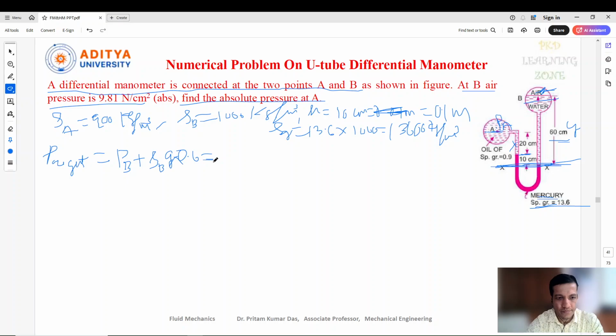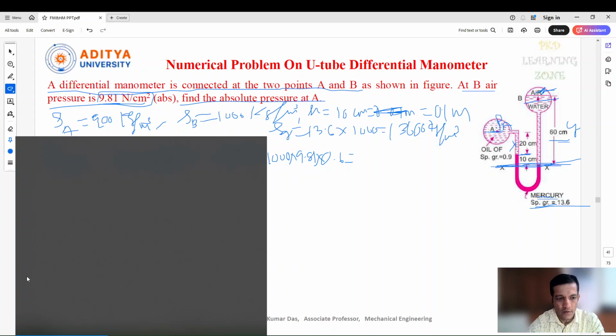So if you write this value, how much will be there? PB equal to 9.81 Newton per centimeter square. If you convert into meter square, we multiply by 10 to the power 4, so you can write 98,100, plus rho B. Rho B, how much? Density 1000, we have taken 1000 into 9.81 into 0.6.